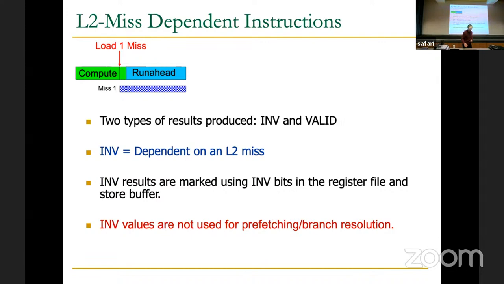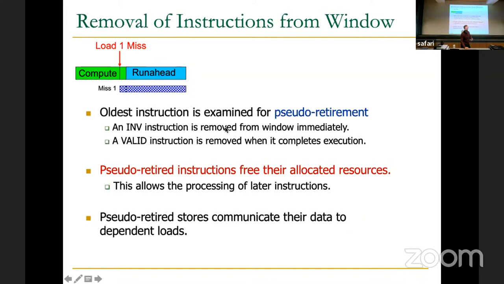So you remove the instructions from the window when it's the oldest instruction. If it's invalid, then you remove it from the window immediately because you don't have the result. A valid instruction is removed when it completes execution or becomes invalid because it gets a cache miss, right? And these instructions are called pseudo-retired because you're not really retiring them to the architectural state, but you're speculatively retiring them without affecting the architectural state. And they free their allocated resources, which enables allocation of those resources for future instructions. This is how you keep the window busy, basically. New instructions keep coming in.